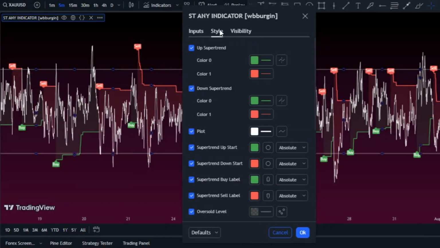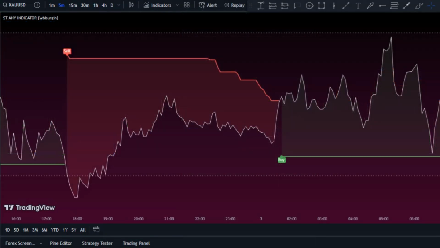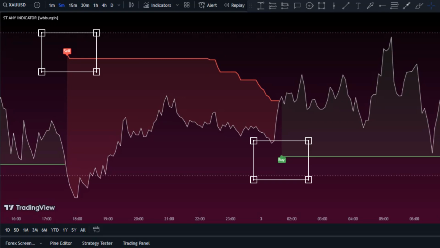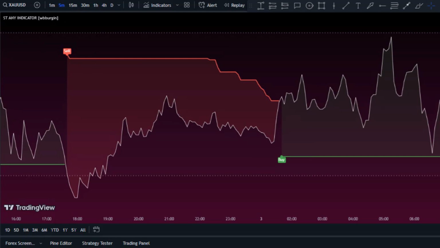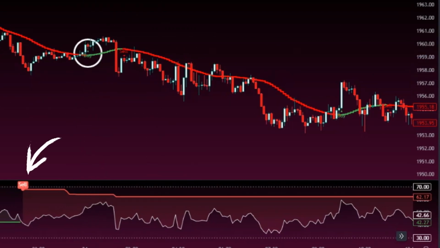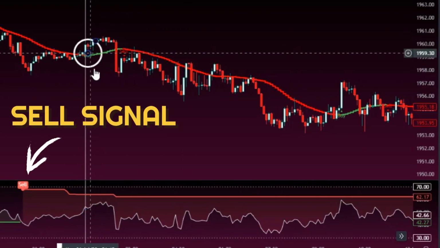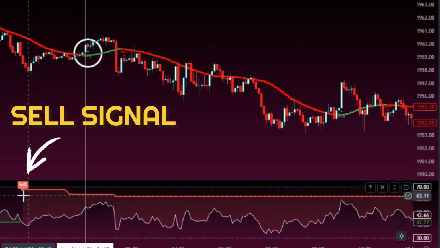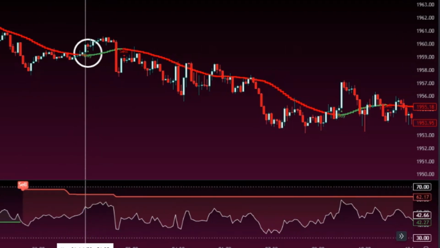In the Style section, no adjustments are needed, so leave the parameters in the default mode. By adding this indicator to your chart, similar signals from the CTI and the Supertrend Any indicator are needed to confirm signals. So, because in this example the Supertrend indicator showed the sell signal, those buy signals were rightly rejected in this downtrend.